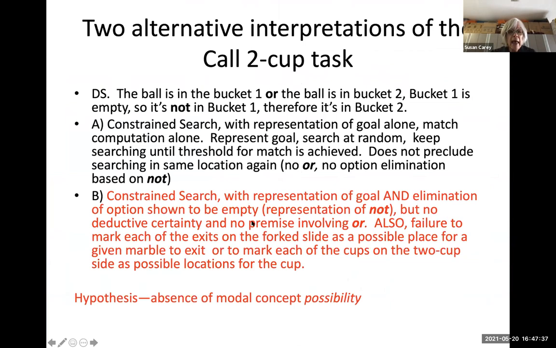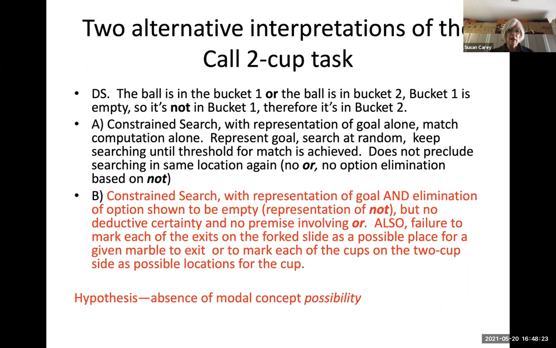Well, we think that it favors option B here. There is a constrained search here. They're only putting the cups or looking in the cups or putting the cup under the exits with the representation of the goal. And there is an elimination of the option of the one shown to be empty or the one shown about to be blocked. But there's a failure to mark each of the exits on the fork slide as a possible place for a given marble to exit, or to mark each of the cups on the two cup side as a possible location for the cups. The problem is the absence of a modal concept of possibility. That's the hypothesis, okay?